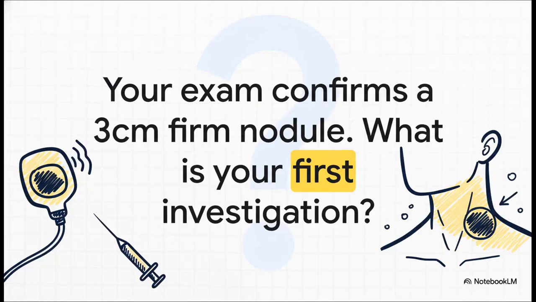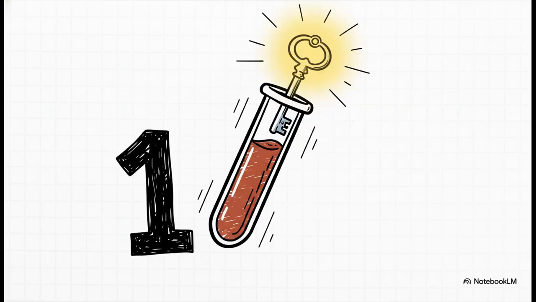Okay, so you've examined her. You confirm a 3-centimeter, firm, non-tender nodule in the right lobe of her thyroid. You don't feel any concerning lymph nodes. What is the single most important first investigation you're going to order? The first and most important test, without a doubt, is a serum TSH level. That one blood test is the critical fork in the road for this entire workup.